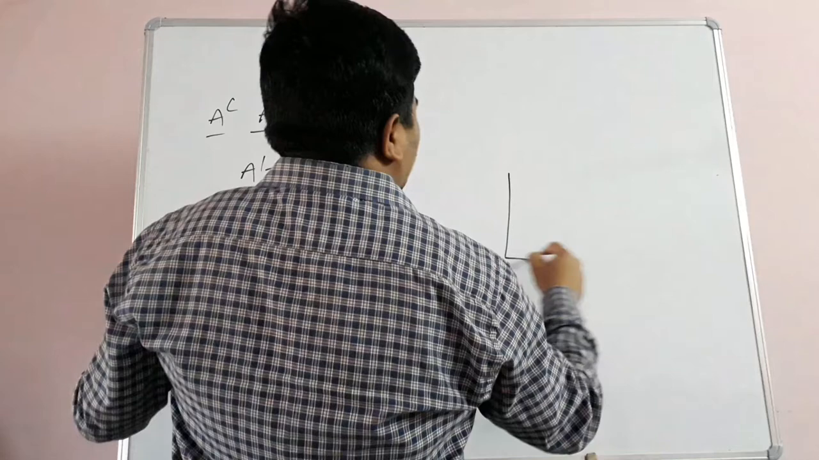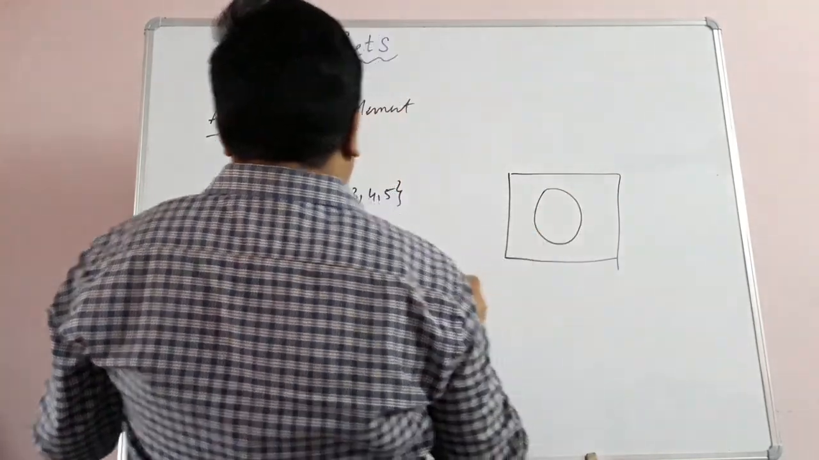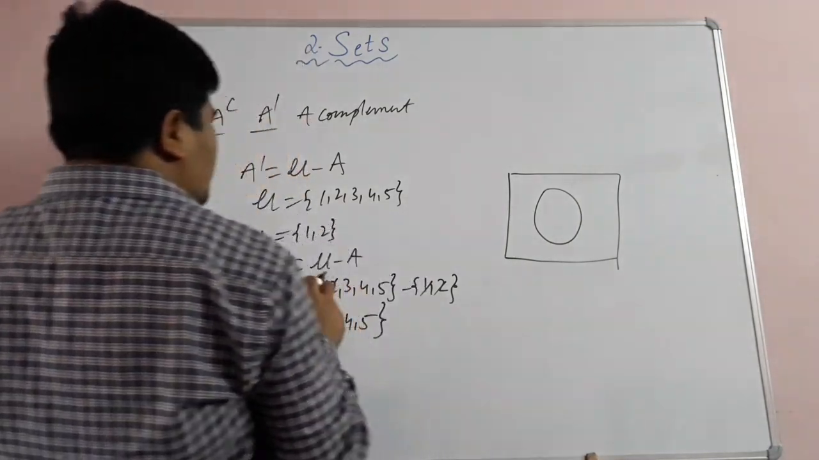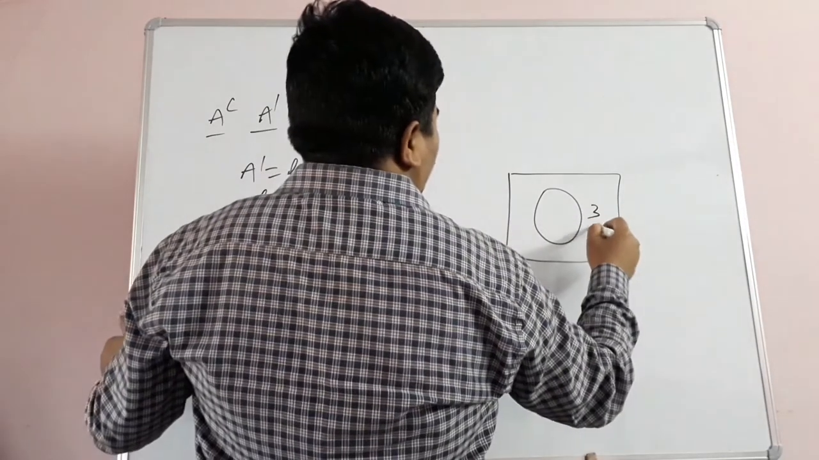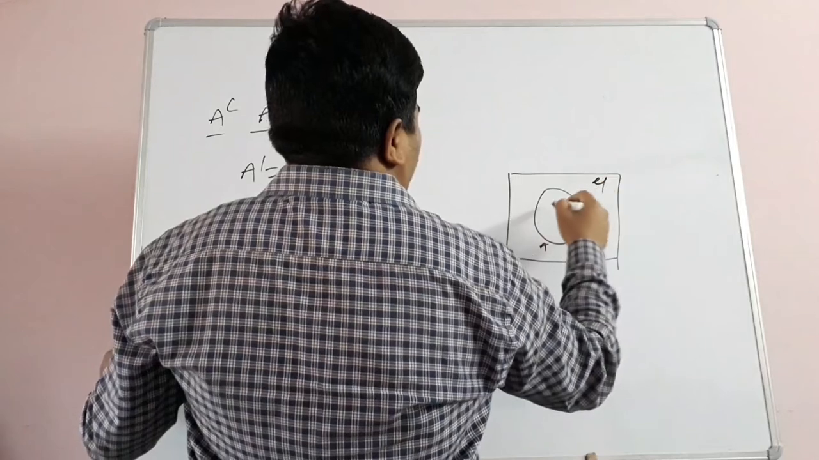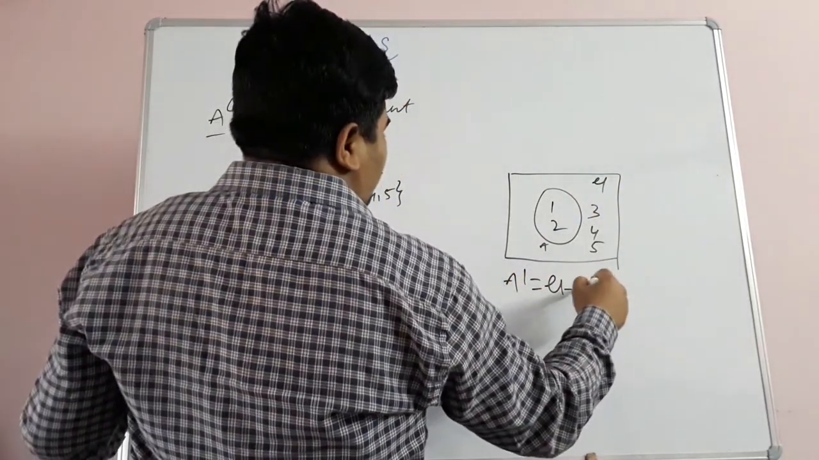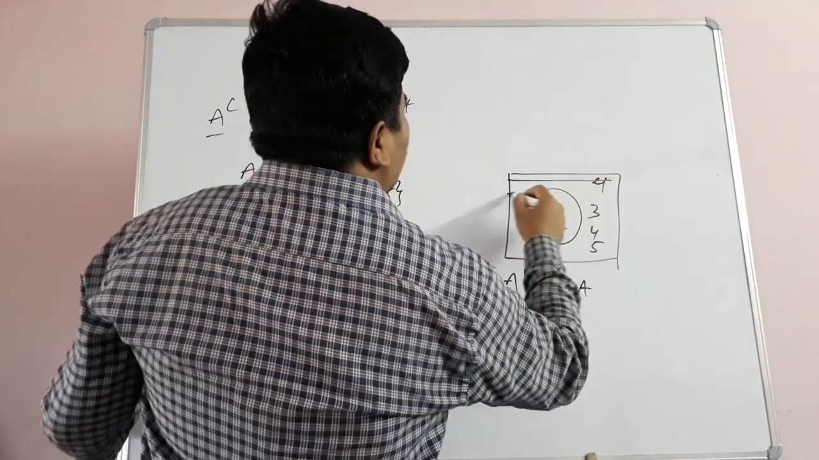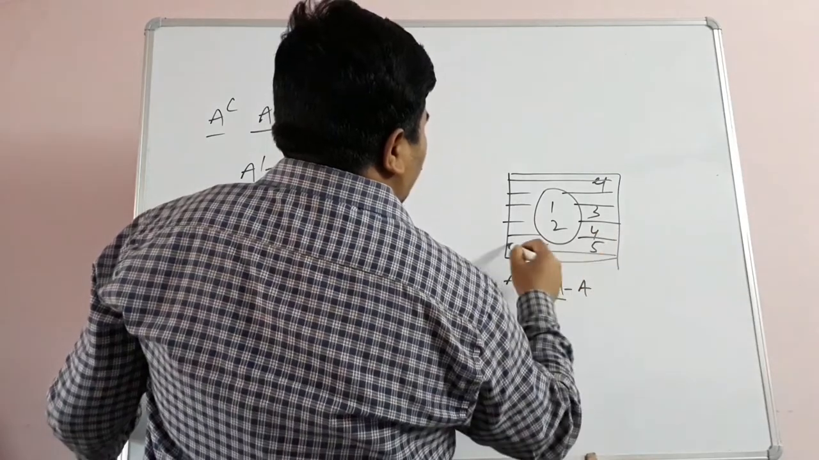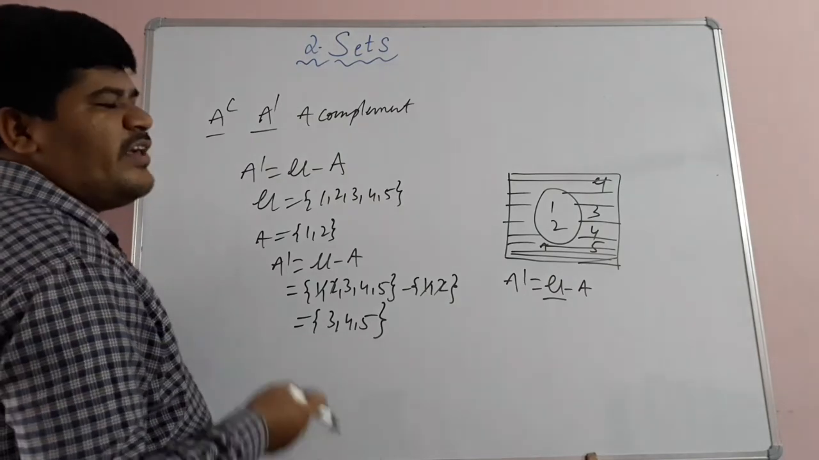So you take this, children. This is set A. Inside of A only 1, comma 2 are there, and 3, 4, 5 should be outside. Now children, A complement means mu minus A. Element should be there in mu, not in A. So whatever other than A, the remaining part you can shade. So this is the way to get the Venn diagram of A complement.